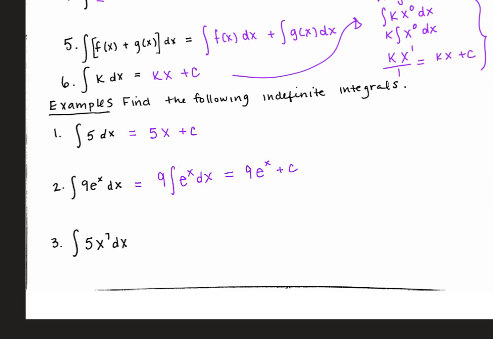Number 3, I'm going to take the constant out, 5 integral x to the 7th dx. And then I'm going to apply my integral rules. The 5 is still there. I'm going to add 1 to the exponent and divide by my new exponent, and then plus c. Let's go to the next page and do a couple more examples.